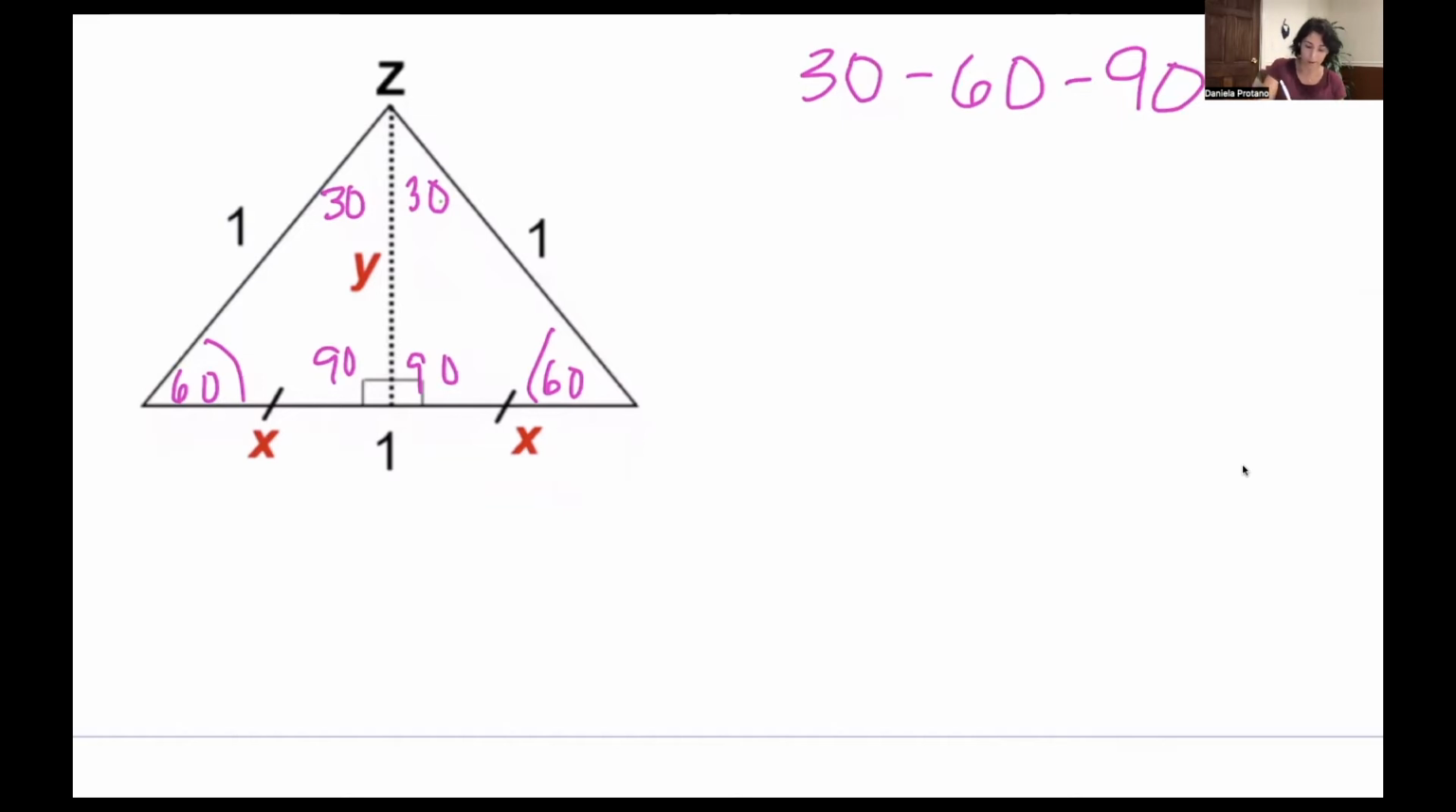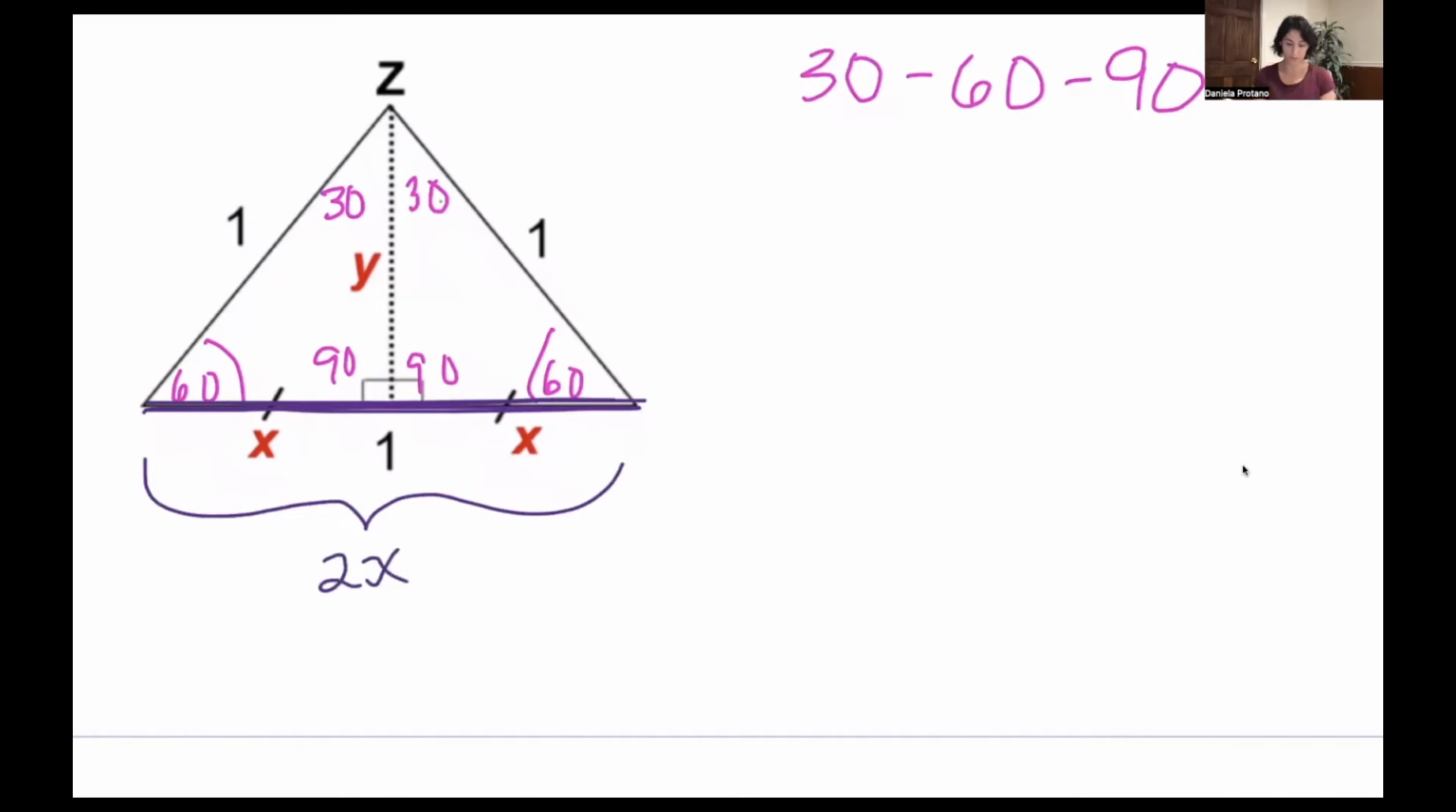So how do we do that? Well, if we look at this entire side of the equilateral triangle, which we know to be 1 unit, well, if this piece is X and this piece is X, then the whole thing, X plus X, gives me 2X. So how do I solve for X? Well, I can set 2X equal to, right, that's the same side as 1 unit. They're equal to each other. And if I divide both sides by 2, that means X is 1/2.